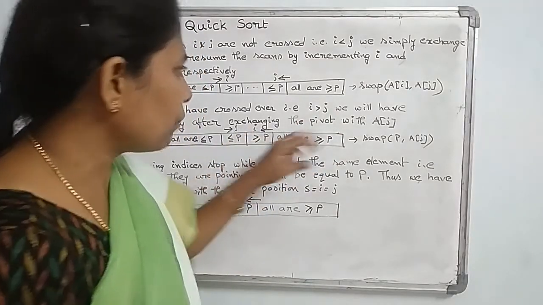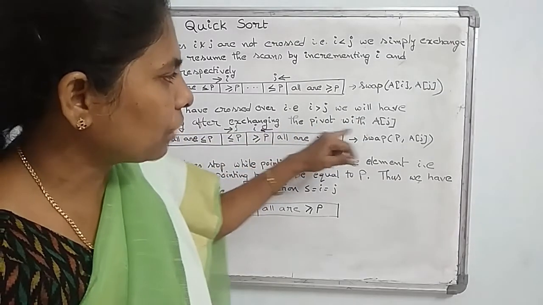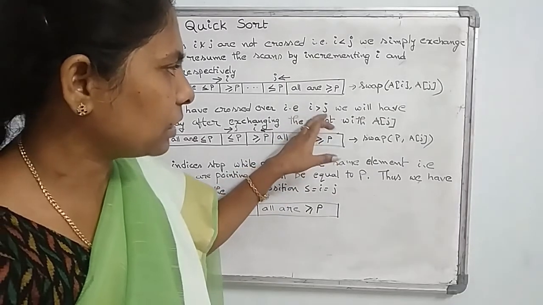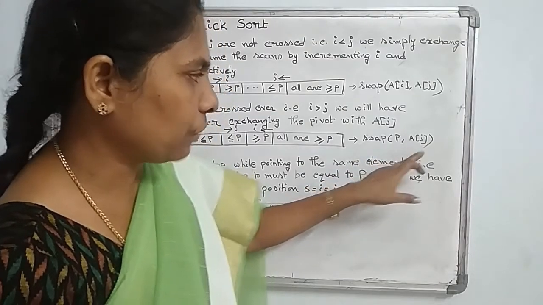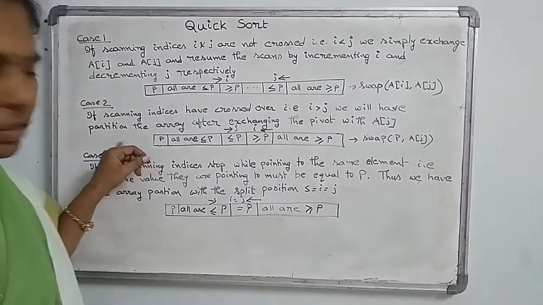If i is greater than j, then we can extend the partition after exchanging the pivot value with A[j]. That means whenever you have the case i greater than j, you can simply swap the pivot value with A[j]. So that is the second case.